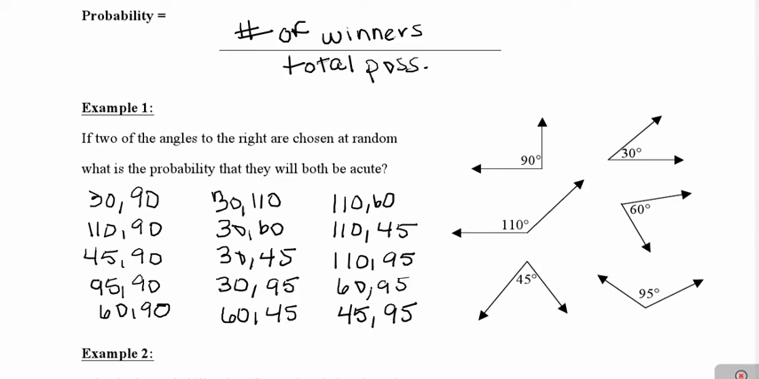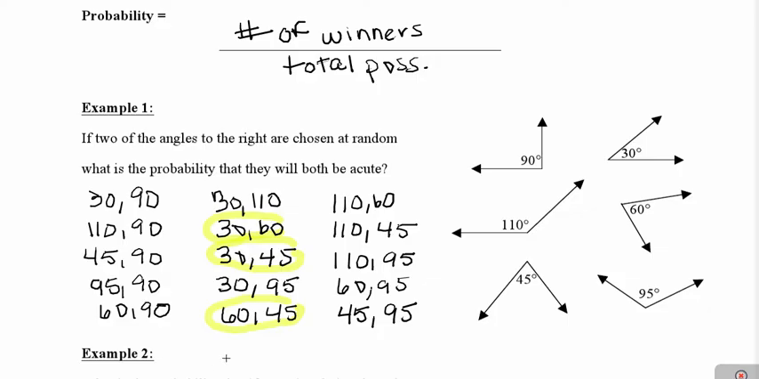Okay, so now you should have your list. Double check to make sure you have all of them listed, and let's circle which ones have two acute angles. So 30 and 60 degrees, those are both acute angles. 30 and 45, you should also have those circled. 60 and 45, I believe, is the last pair. So the total number of possibilities, there are 15. 3 of those 15 are winners.